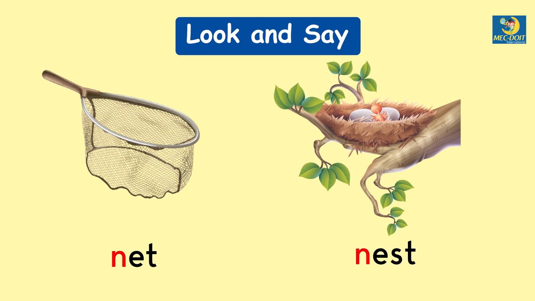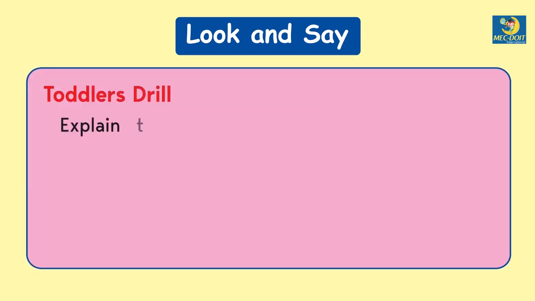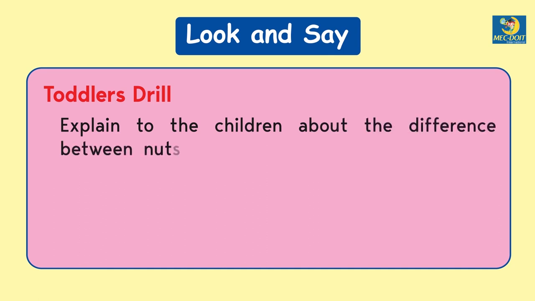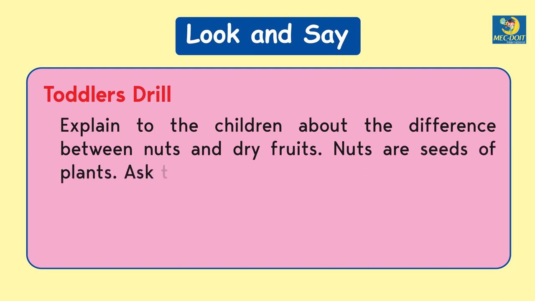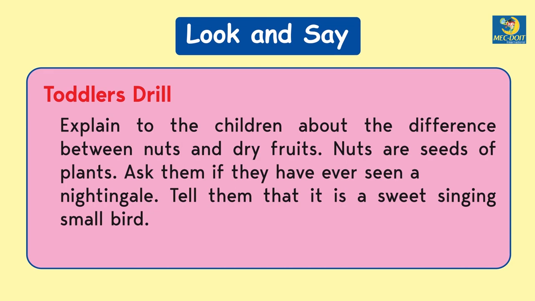Toddler's drill. Explain to the children about the difference between nuts and dry fruits. Nuts are seeds of plants. Ask them if they have ever seen a nightingale. Tell them that it is a sweet singing small bird.